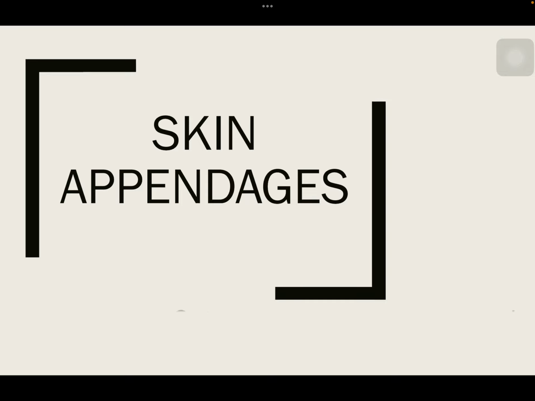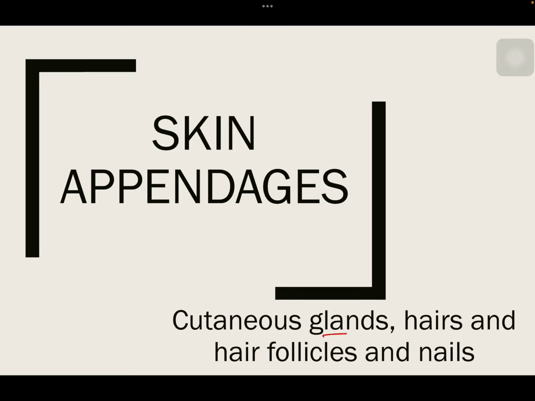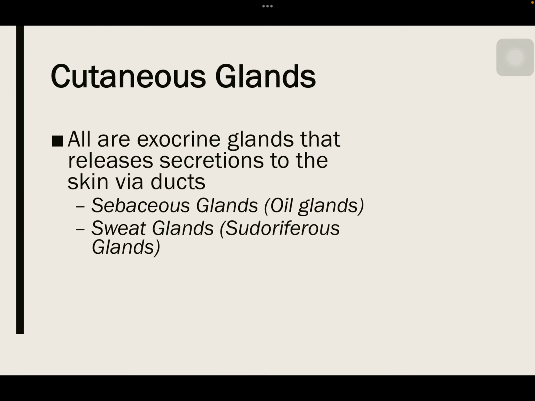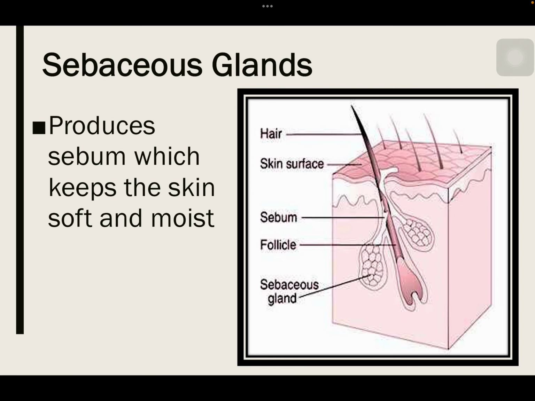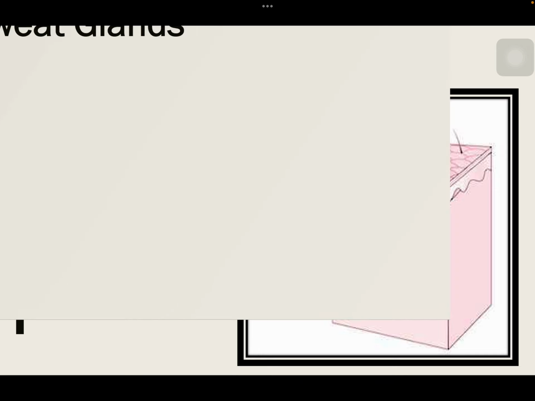So now let's go to the appendages of the skin: your cutaneous glands, the hairs, the hair follicles, and of course the nails. Cutaneous glands are all exocrine glands that release secretions to the skin via ducts: your sebaceous glands, or the oil glands, or your sweat glands, named as your sudoriferous glands. Sebaceous glands are found adjacent or lateral to your hair follicle or your hair strand. It produces sebum, which keeps the skin soft and moist.